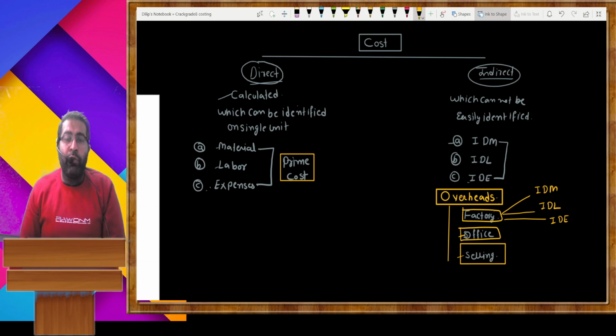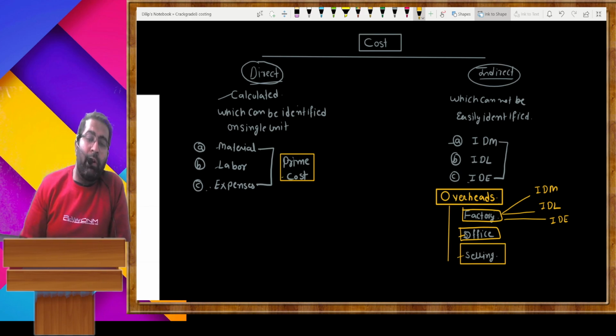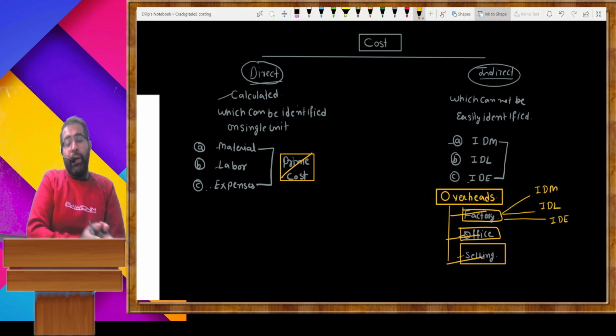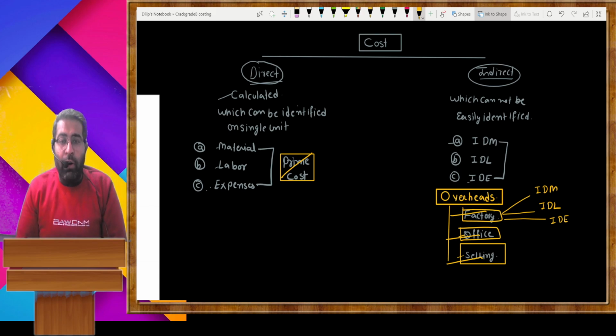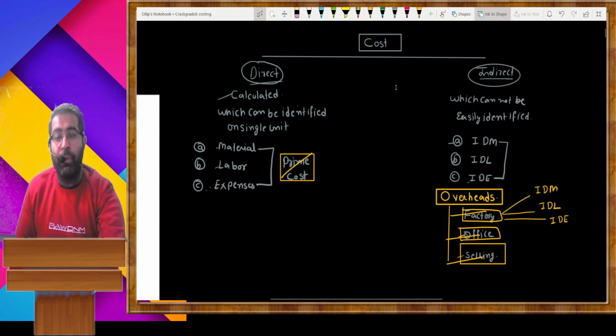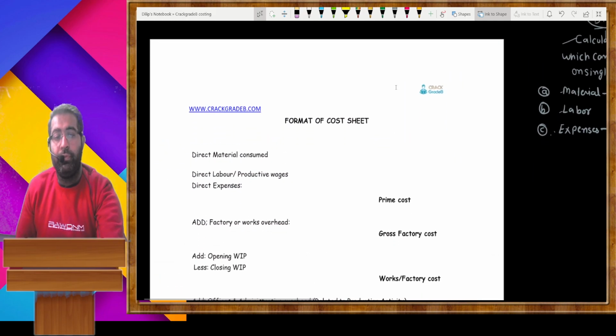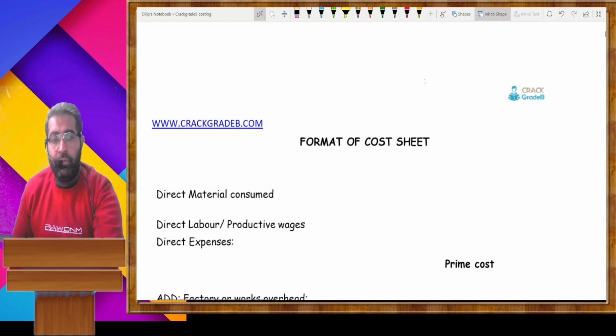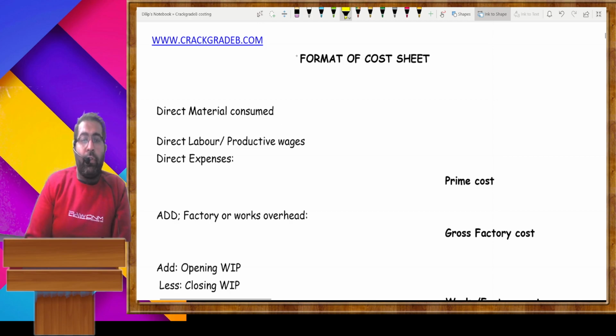So in a cost sheet of any type of organization, we include four things, that is prime cost, factory cost, office and administration, selling and distribution. Here I enclose all the types of expenses which are included in the cost sheet. And just look at here how the cost sheet is prepared. Format of cost sheet.